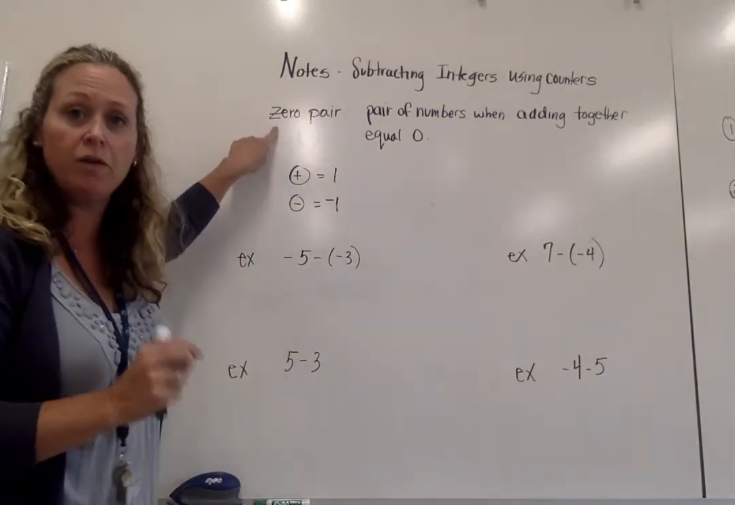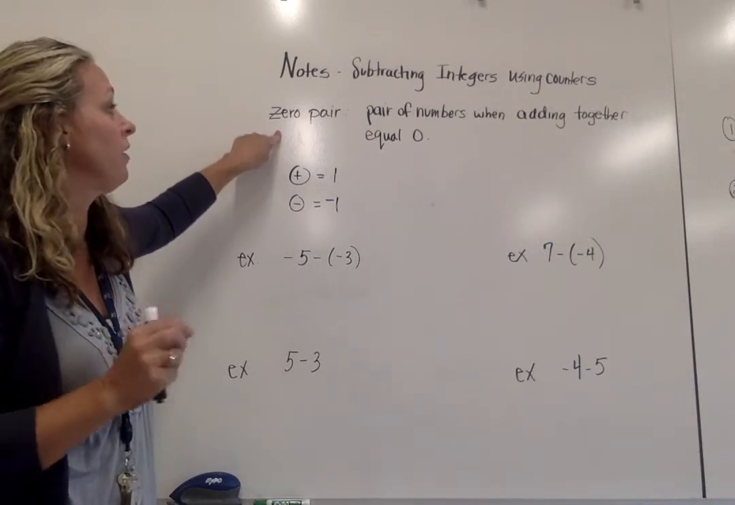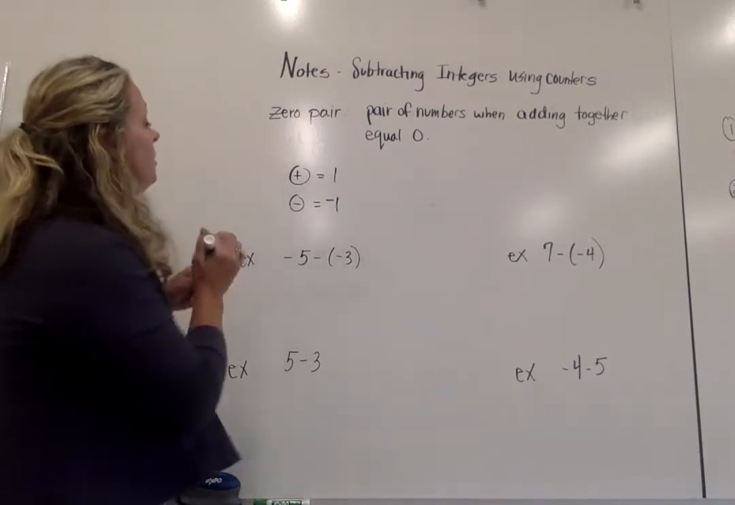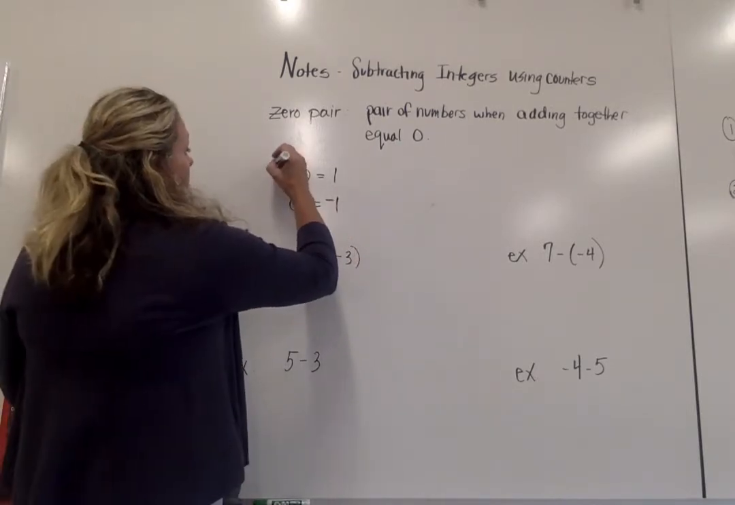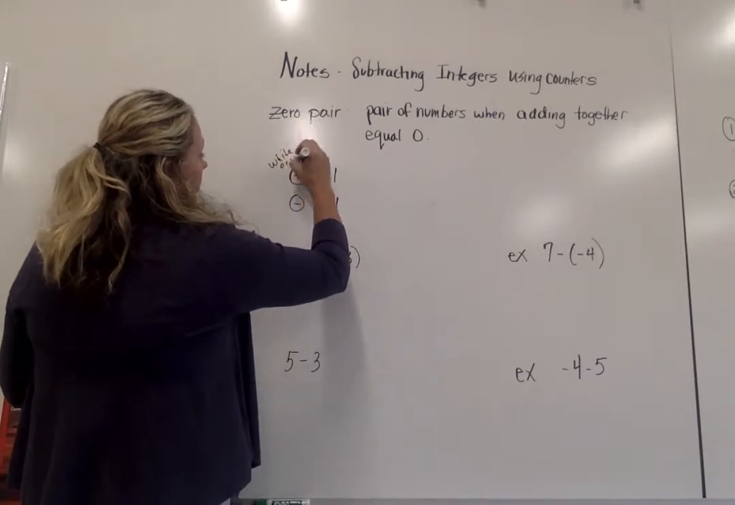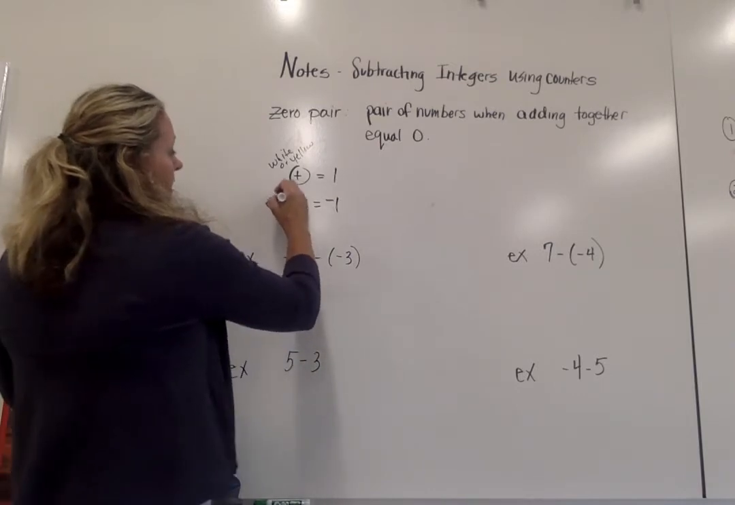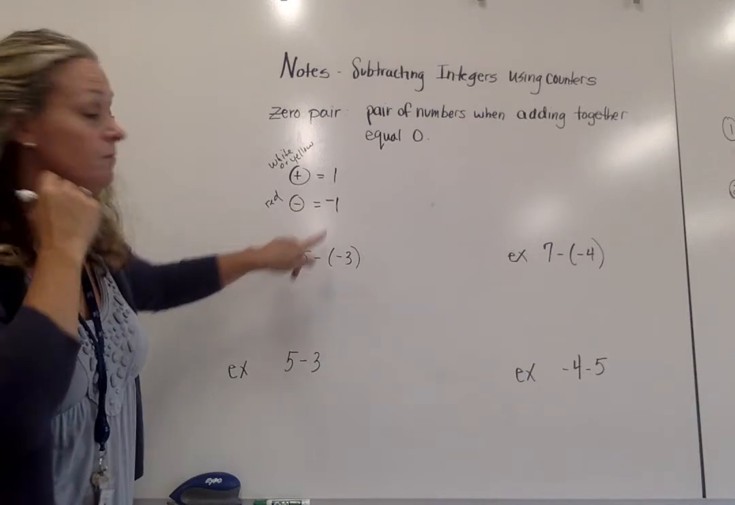The vocabulary word that you need to be most familiar with is zero pairs. A zero pair is a pair of numbers that, when added together, equal 0. You also need to understand that a plus sign represents positive 1, and typically these are either white or yellow. A negative sign is typically indicated with a red chip, so negative is negative 1.